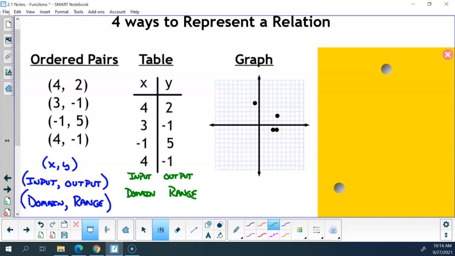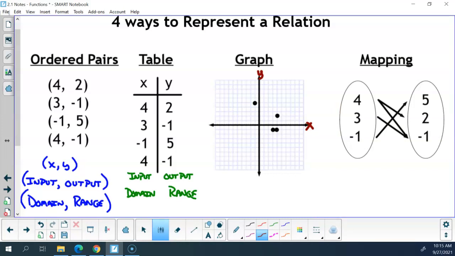Okay. On a graph, remember we have x's are horizontal, y's are vertical, or inputs are horizontal, outputs are vertical, or the domain is the x's, that's the inputs, and the range is the y's, the outputs. Okay, so we got a lot of stuff going on there. And the last way is probably a little bit new for you. That is called a mapping.